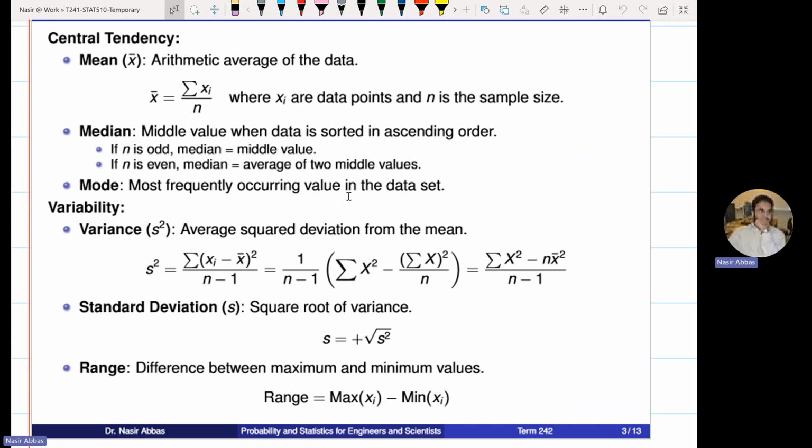Center is not the only thing to be explained in the data. Center cannot explain all the data. Let me give you an example. Let me give you an example here. Where is the pen?